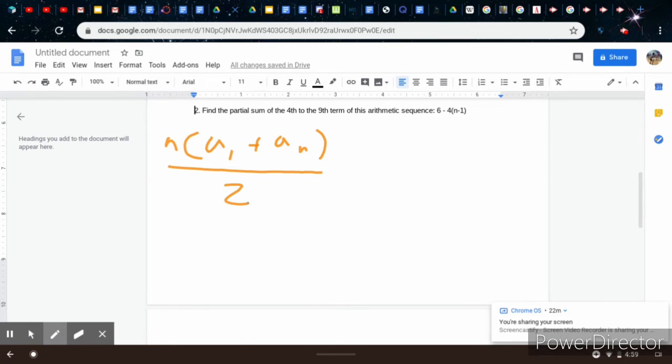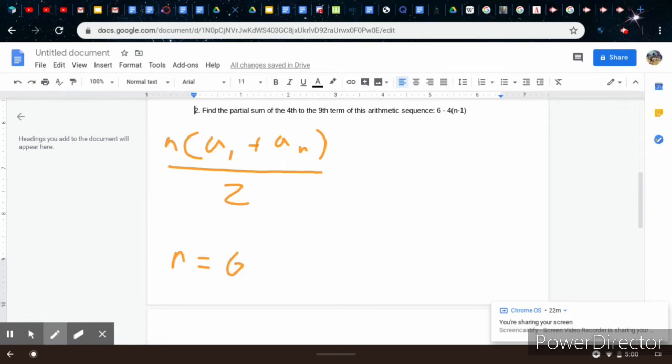So we know there's the 4th term to the 9th term. That means there are 6 terms within our partial sum. So we know n equals 6. a1 is the first term within our partial sum, and an is the last term. So a1 is pretty much the 4th term, and an is the 9th term.